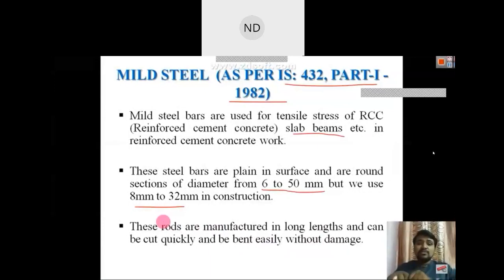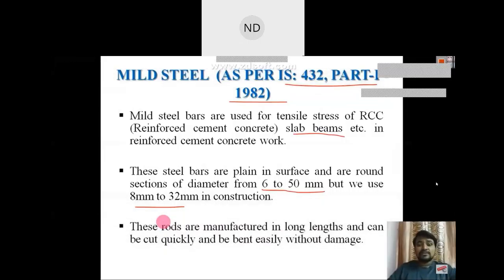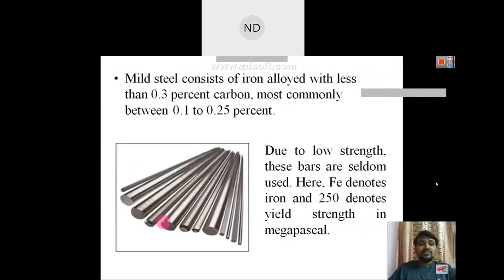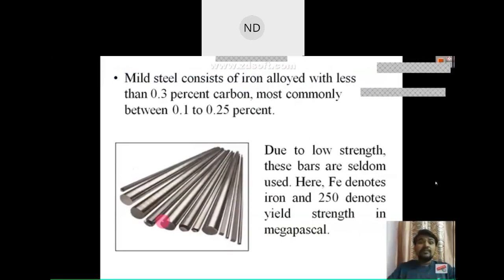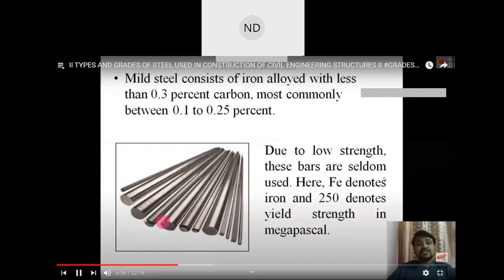These rods are manufactured in long lengths and can be cut quickly and sent easily without damage. It means you can easily bend and easily cut them. That is the main advantage of mild steel. You can give any shape to mild steel. You can bend it. That is the main advantage, and that's why they use mild steel for any work.